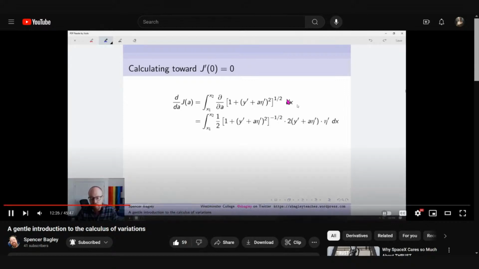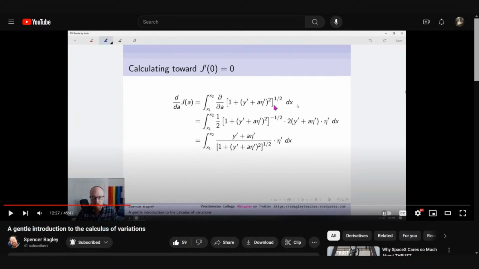Works out to be this, and if I simplify a little. So now we're taking the partial derivative with respect to a. Okay, it's doable. Because y prime is not a function of a, and eta prime is not a function of a. They are functions of x, but we don't care about that. Right now, we're only dealing with the derivative. We don't care about the integration.